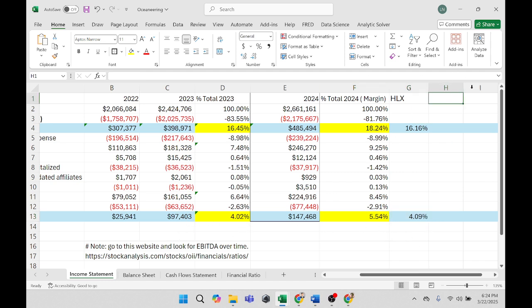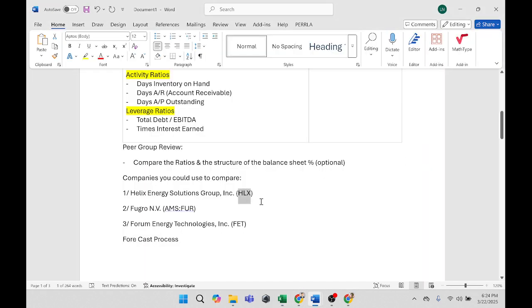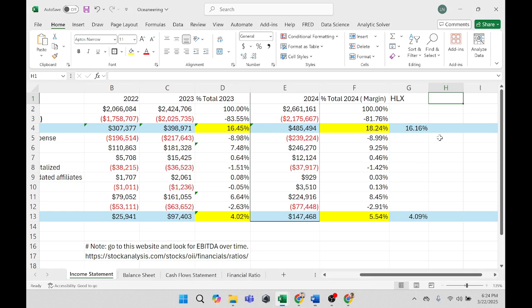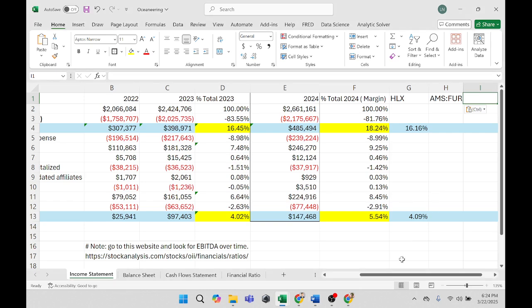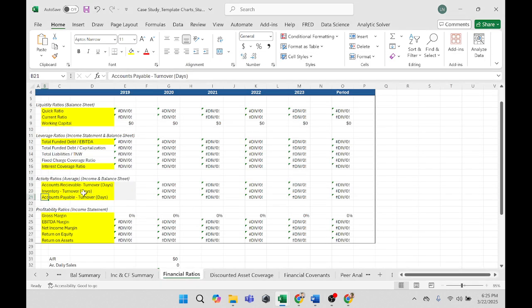But remember, if you have time, you should also do other companies such as AMS and then FET, right? Remember, like I said, the most important thing: don't forget to do the leverage ratio, the funded debt by EBITDA. I think it's so important. I think it's even more important than the interest coverage ratio. But if you run out of time, focus on computing this as well.